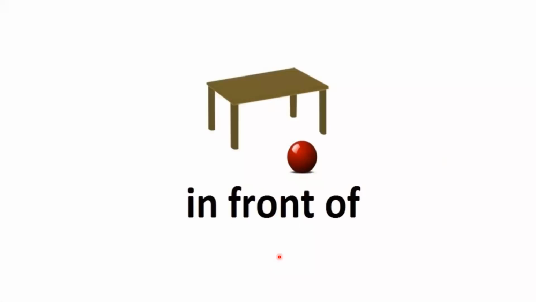Next, this is a table, children, and this is a ball. See the position of ball. कि ball कहाँ पर है? Position देखिए. Ball जो है टेबल के आगे रखी है. So we will use the preposition in front of.